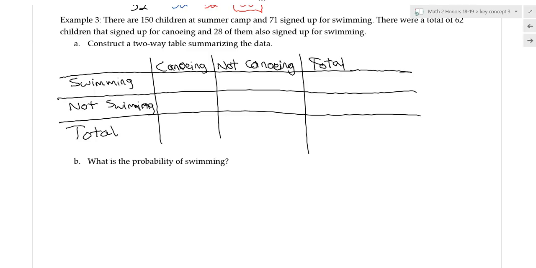There are 150 children at summer camp. Fine, that's my total. 71 signed up for swimming. So I don't know if they're under canoeing or not canoeing. I just know that there's 71 total for swimming. Total of 62 children that signed up for canoeing. Okay, so we got 62 total signed up for canoeing, and 28 of those also signed up for swimming.